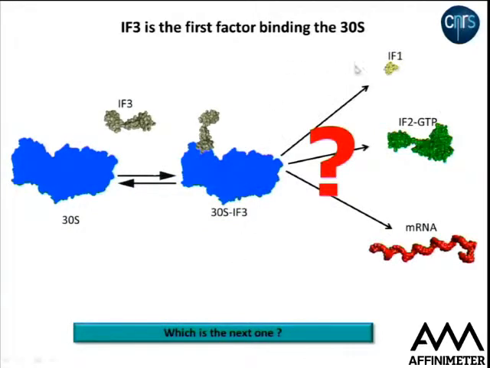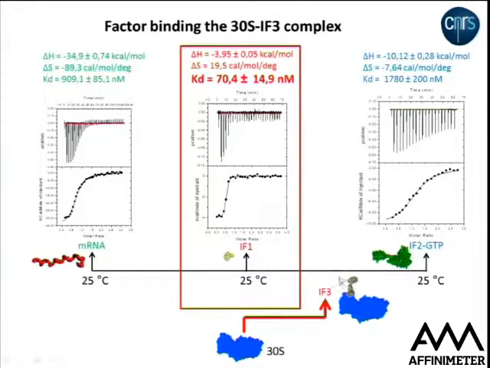What is the next one? Is it IF1, IF2 GTP, or messenger RNA? So on the same sample that was formed before, we add either messenger RNA, or IF1, or IF2 GTP. And in this case, here at 25, but it's the same at 20 or 30 degrees, IF1 is very likely the second binding factor, the second factor binding to the ribosome.